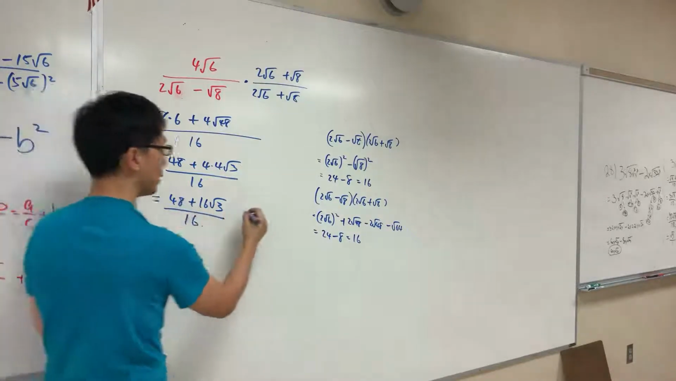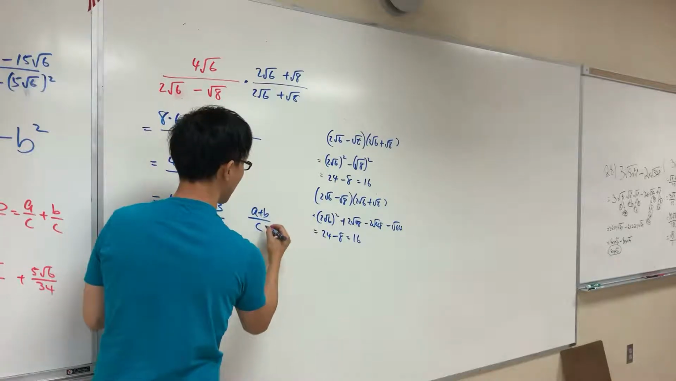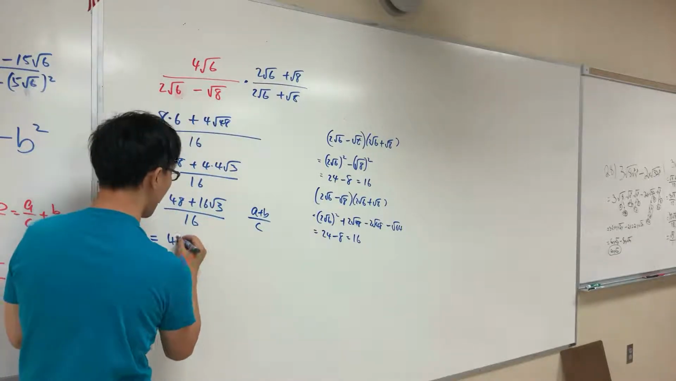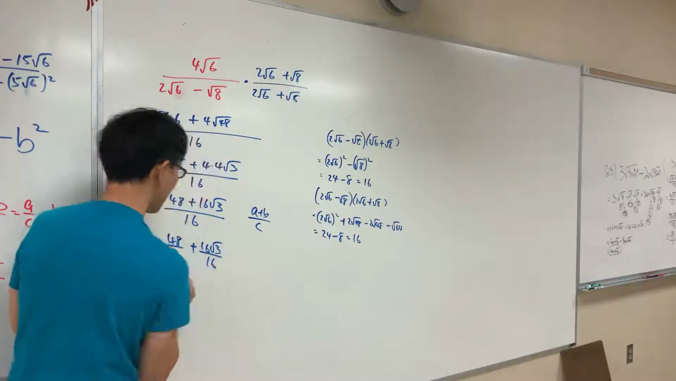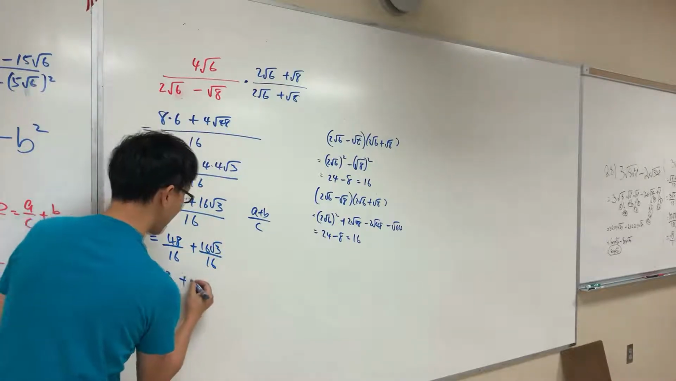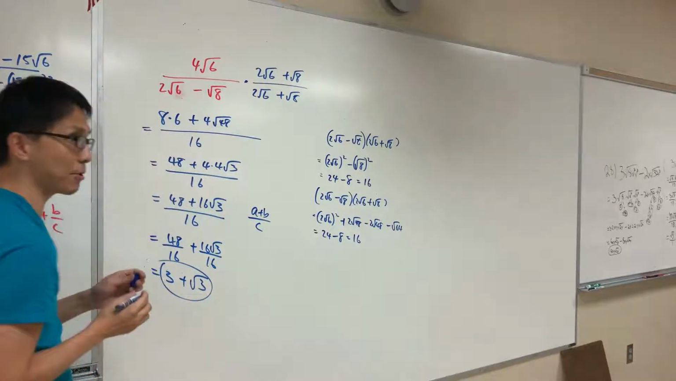What's the best way to do it? You write A plus B over C, right? Bottom's one term, so 48 over 16 plus 16 square root of 3 over 16. Yeah, it's very quick. That's equal to 3 plus square root of 3. It was a nice answer.